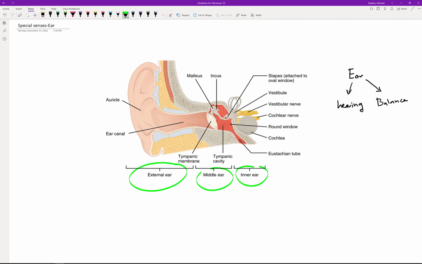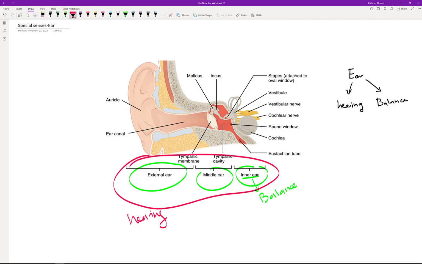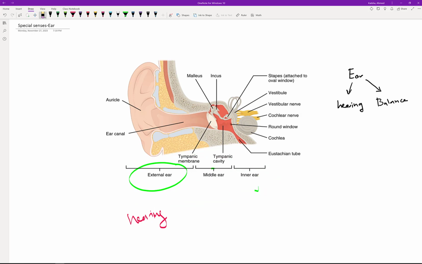Hearing is a function of all of them. So all of them will contribute to hearing. But balance is only for the inner ear. But again, hearing is for all of them. And that's what we will see in this video. So to understand the structures of the ear, we will go through them one by one.